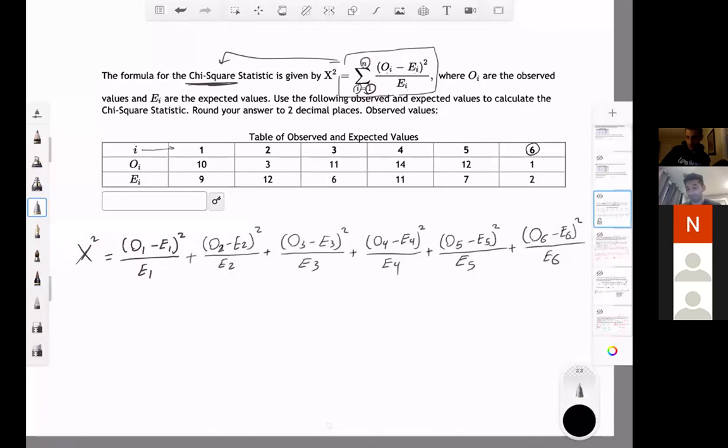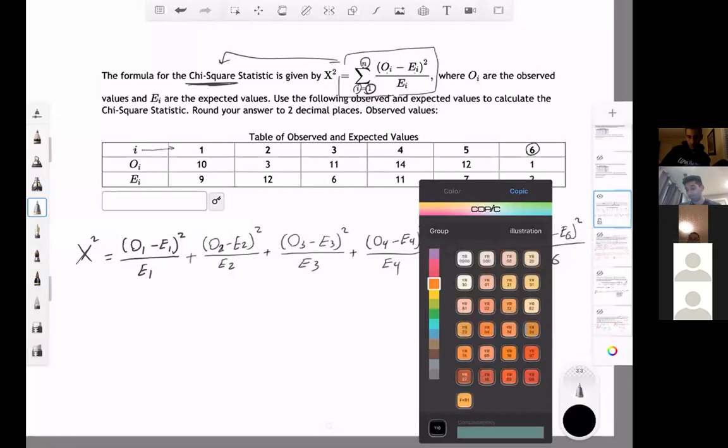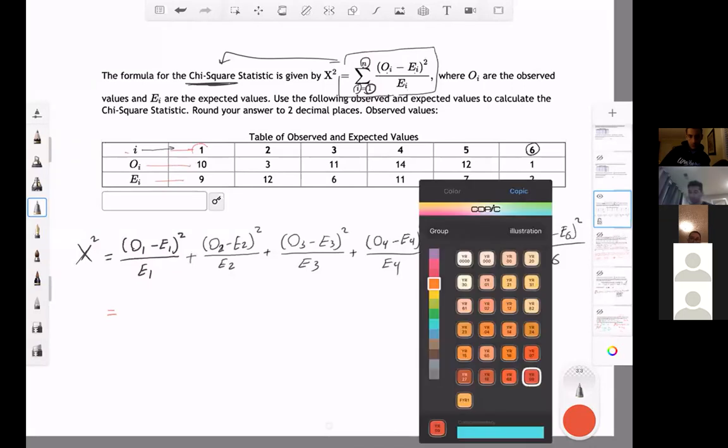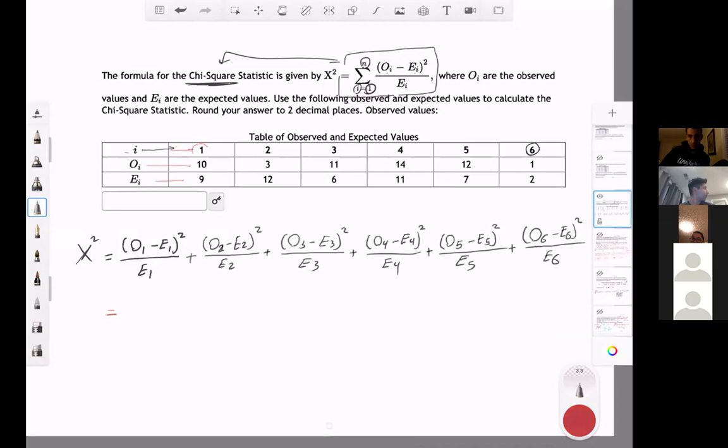So we have O of i, which is O of 1, and this is E of 1. This is how we read it. So O of 1 will be (10 minus 9) squared divided by 9.